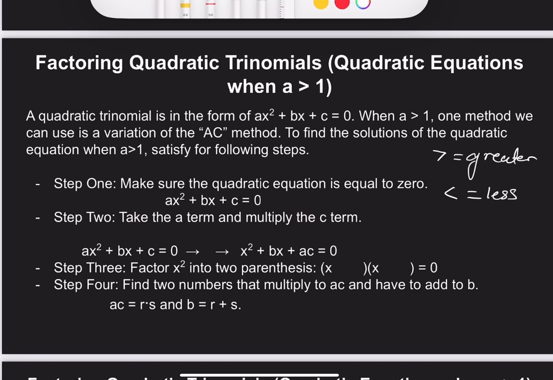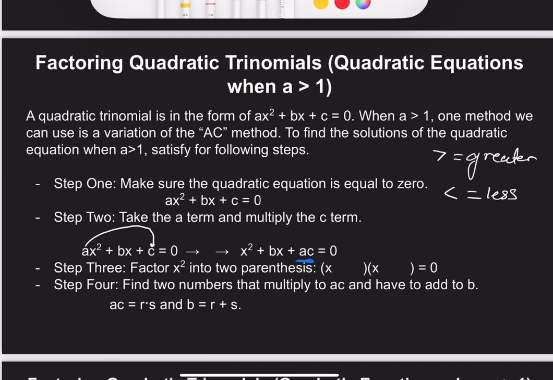Step 2, take the a term and multiply it to the c term. Here's an example of how that will look down below. You're going to take the value of a, and you're going to multiply it to c. You're literally going to move it and multiply it to c, giving you the term of ac. So now we have x squared plus bx plus ac is equal to 0. This looks very familiar to quadratic equations when a is equal to 1.